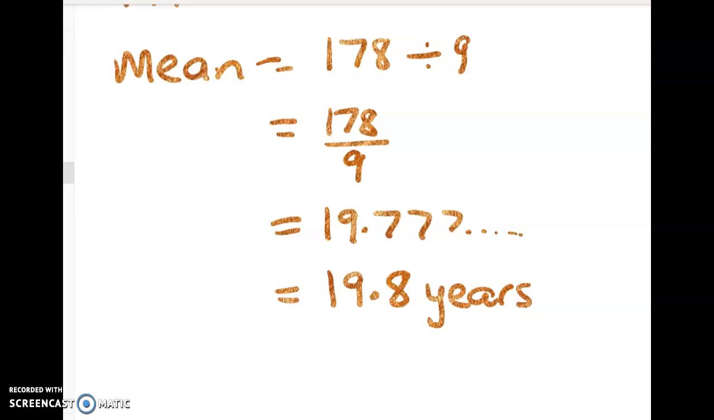Now, why is it 0.8? Well, it's 0.8 because I want to round to one place after the decimal. And so I look at that next value, the 7. I concentrate on that. And I say if it's 5 or above, I round up, right? So that's my mean. All right, on to question 7.